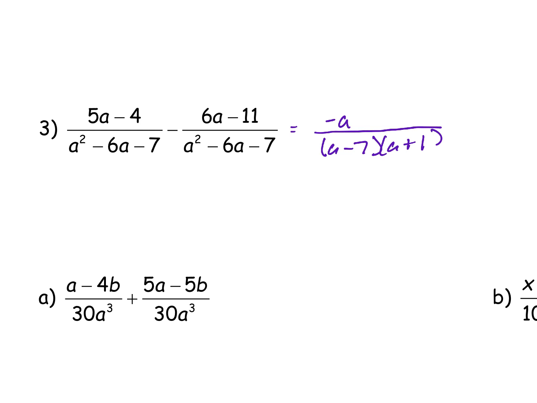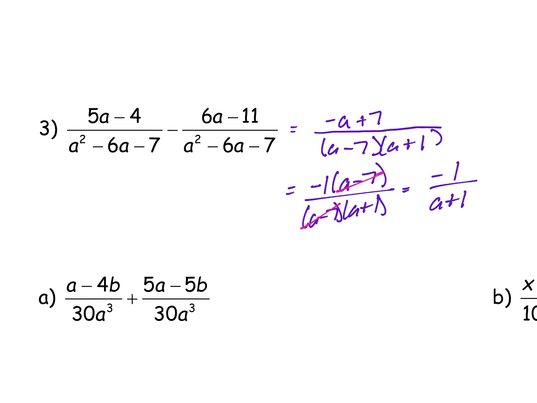Negative 4 minus a minus 11 is plus 7. Okay, so I'm going to, sorry, it went down the wrong way. I'm going to factor a negative out of my top. So I factor a negative 1 out, and I get a minus 7 over a minus 7 and a plus 1. So I can make a 1. And I'm going to get negative 1 over a plus 1. Wow.